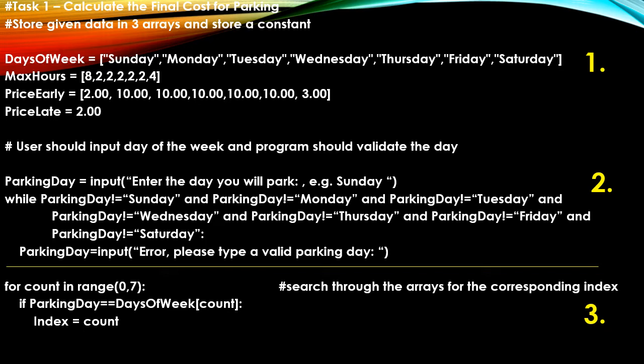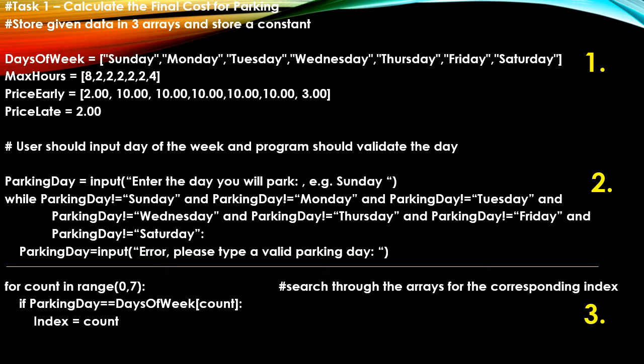Now, the index is significant because we need to be able to access the maximum number of hours on Sunday. And to do that, we need to identify that the element at index 0 will represent Sunday, which will represent a maximum hours of 8. And same thing on Sunday, it's at index 0, the price early is 2, and using index 0, we'll be able to identify that the price early on Sunday is $2. So the search algorithm uses a for loop because any kind of array manipulation requires a for loop.